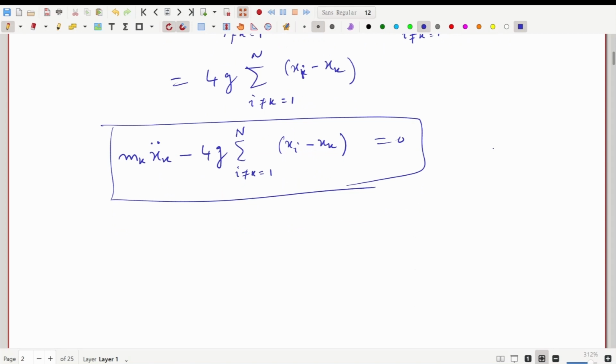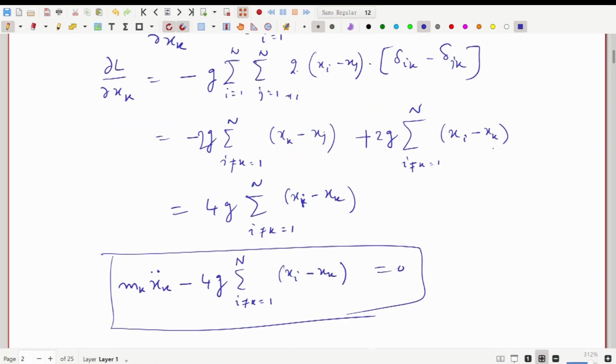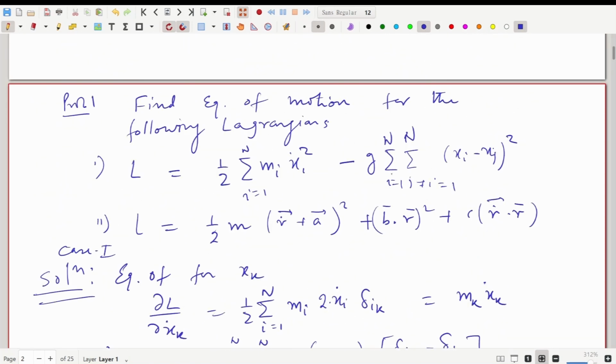Now let us consider the second type of Lagrangian, which involves vectors. You remember the Lagrangian has half m times (r dot plus a vector) whole squared plus b. You can break this Lagrangian into components, but that will be a little bit lengthy algebra. So we will directly differentiate with respect to vectors.